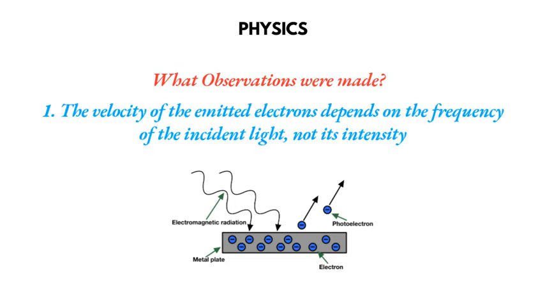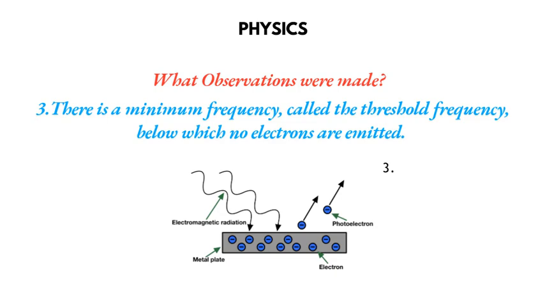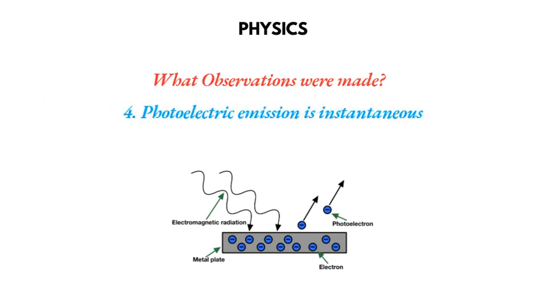The first observation is that the velocity of the emitted electrons depends on the frequency of the incident light and not its intensity. The second observation is that the photoelectric current is proportional to the intensity of the incident light. The third observation is that there is a minimum frequency called the threshold frequency, below which no electrons are emitted. The fourth observation is that photoelectric emission is instantaneous, meaning that the emission of electrons happens only at the instant when the light is incident on the material.